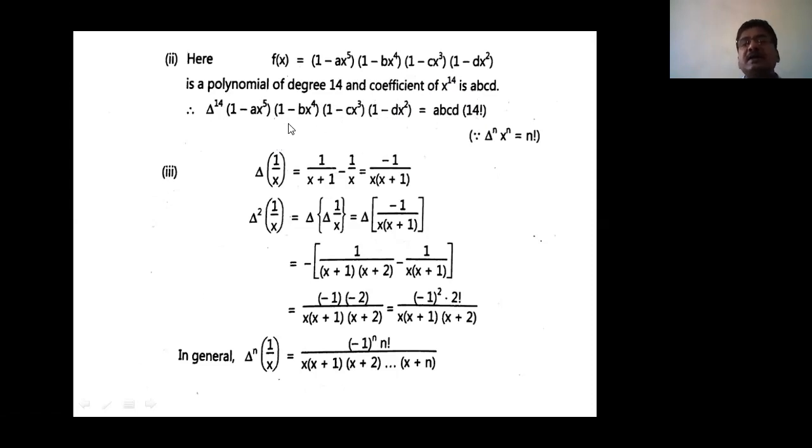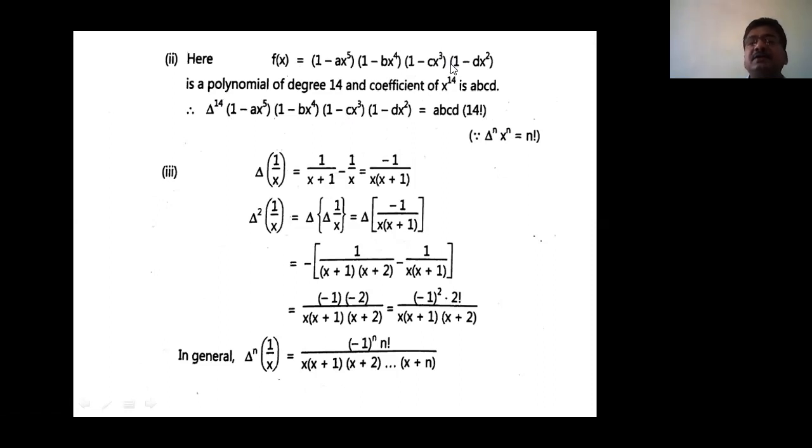Then what is the next term in this polynomial? It is some constant into x raised to 13, and delta raised to 14 of that is the constant into delta raised to 14 of x raised to 13. Delta raised to 14 of x raised to 13 is 0, because the power of delta is larger than the power of x. Similarly, delta raised to 14 of x raised to 12, delta raised to 14 of x raised to 11, all are equal to 0. So we have this answer, ABCD into 14 factorial.